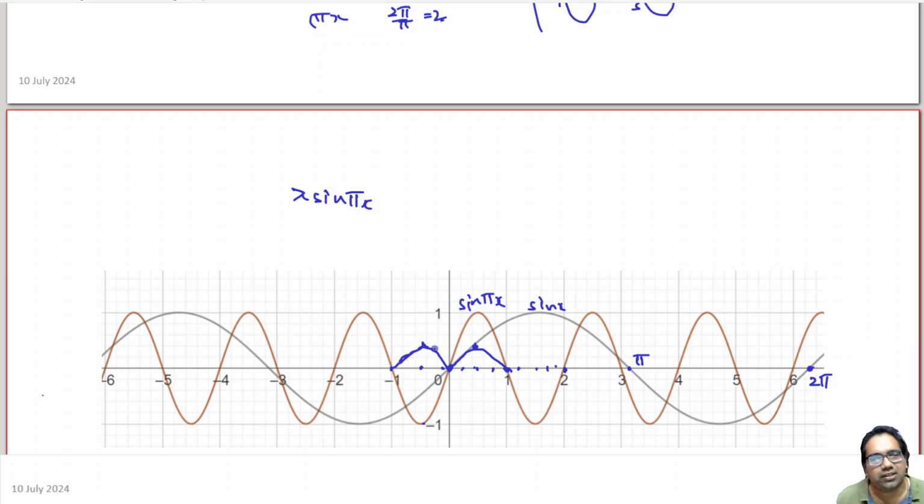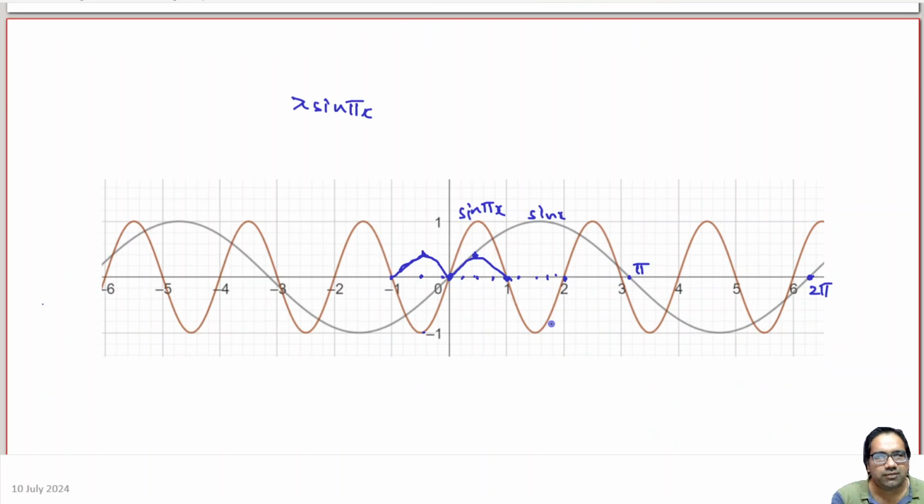Something like this. Now here, from 1 to 2, we are multiplying this point with 1, this point with 1, and this one with 1.5, and this one with 2.